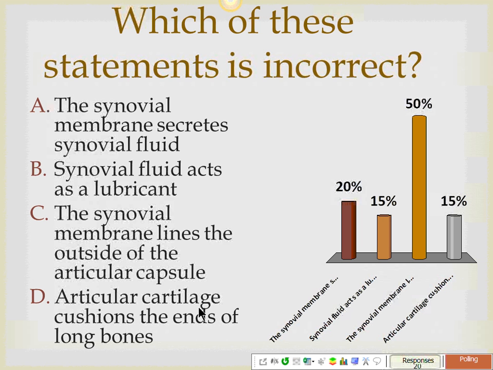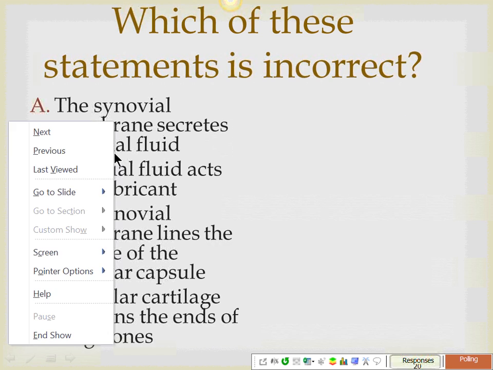Okay, half the class got it right. Now look at it. The synovial membrane does secrete synovial fluid. Remember I said it was a serous membrane. It's the one which secretes the fluid. The fluid does act as a lubricant. It lubricates the joint and prevents friction. Articular cartilage does cushion the ends of long bones, right? We saw that. The synovial membrane lines the inside of the articular capsule, not the outside. So this is where it was wrong.